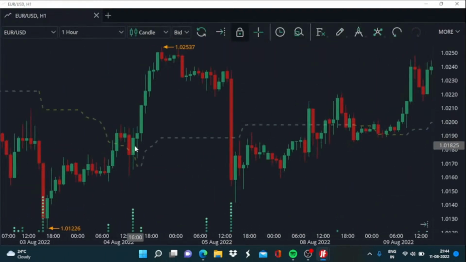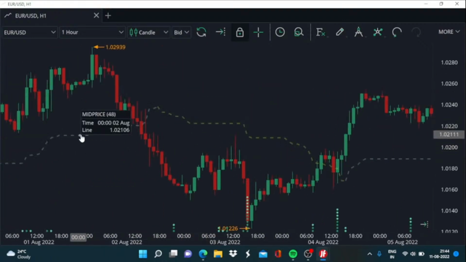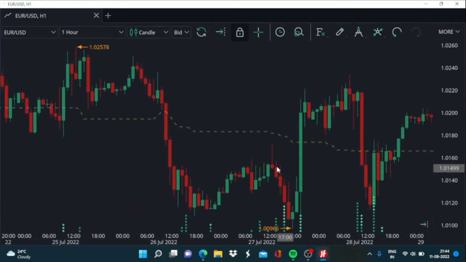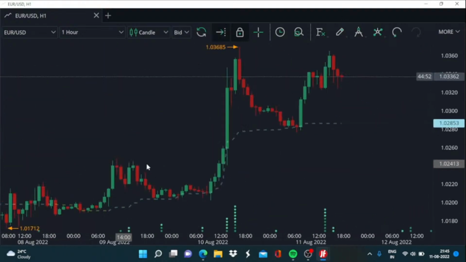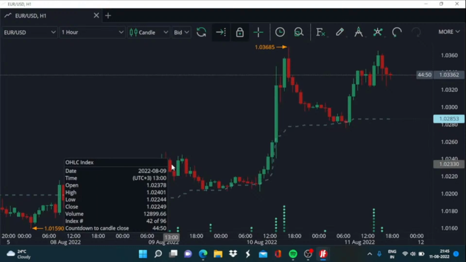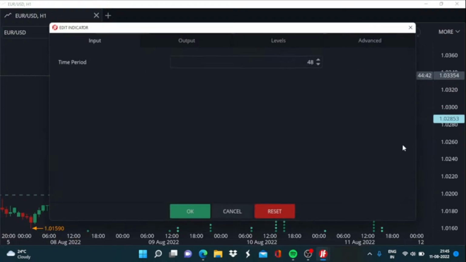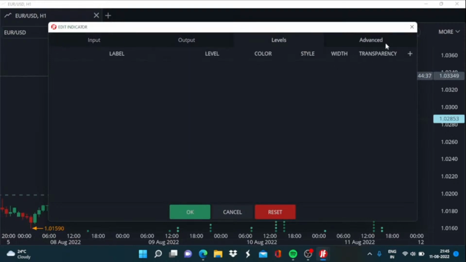So it is the same indicator, but it is looking very different. We have this color combination in place, so it becomes easier to understand if the trend is inclined on the higher side or on the lower side. So we can utilize this mid price. Even a cursory glance will give you a good idea of the price momentum. Levels, there is not much to be done in terms of leveling.